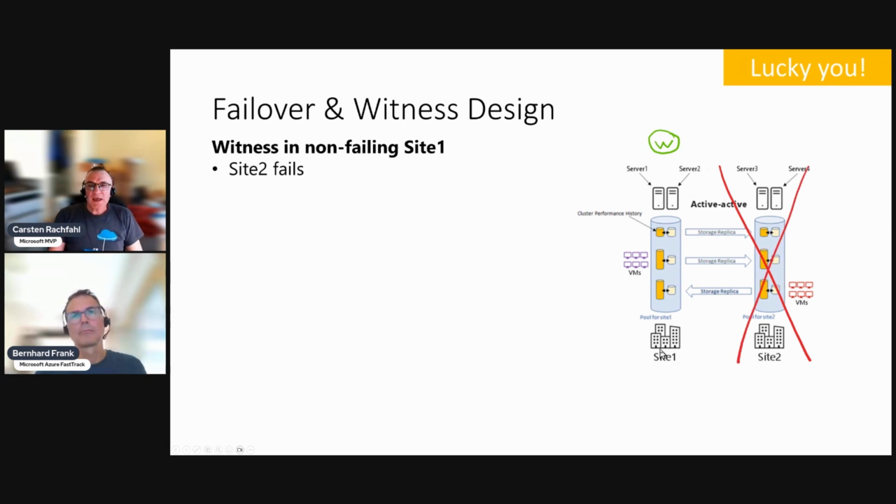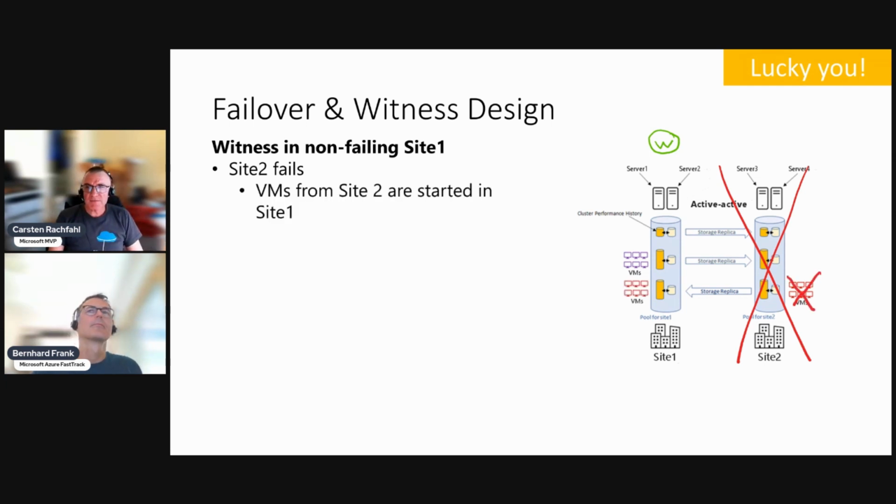So side 1 has a look. I have 2 votes and I see the witness, so I have 3 votes out of 5. I have a majority, right? And I can start the VMs that failed because this is one cluster.